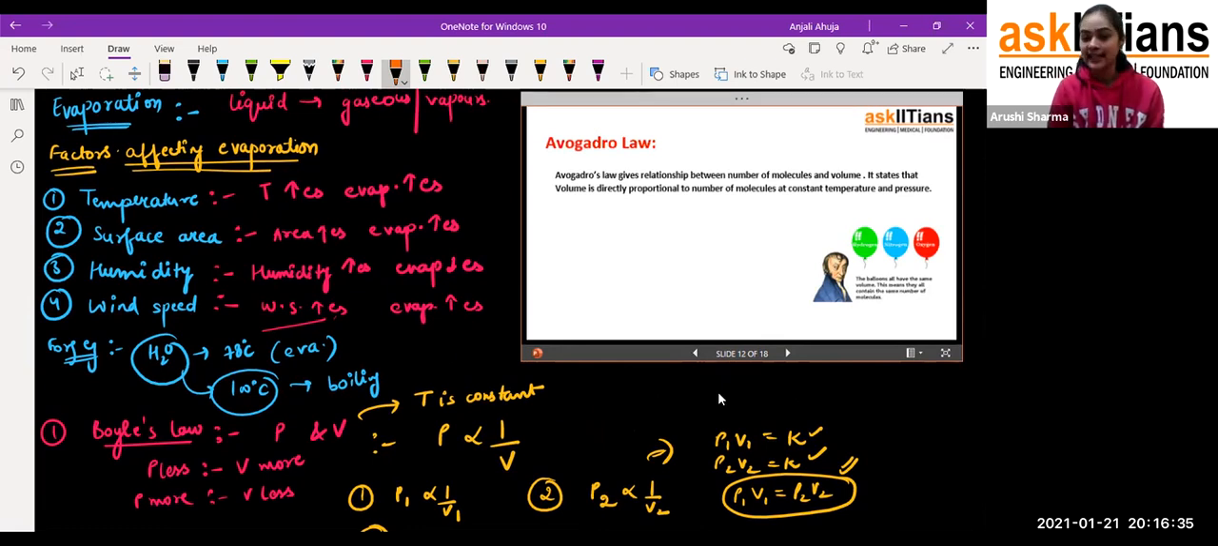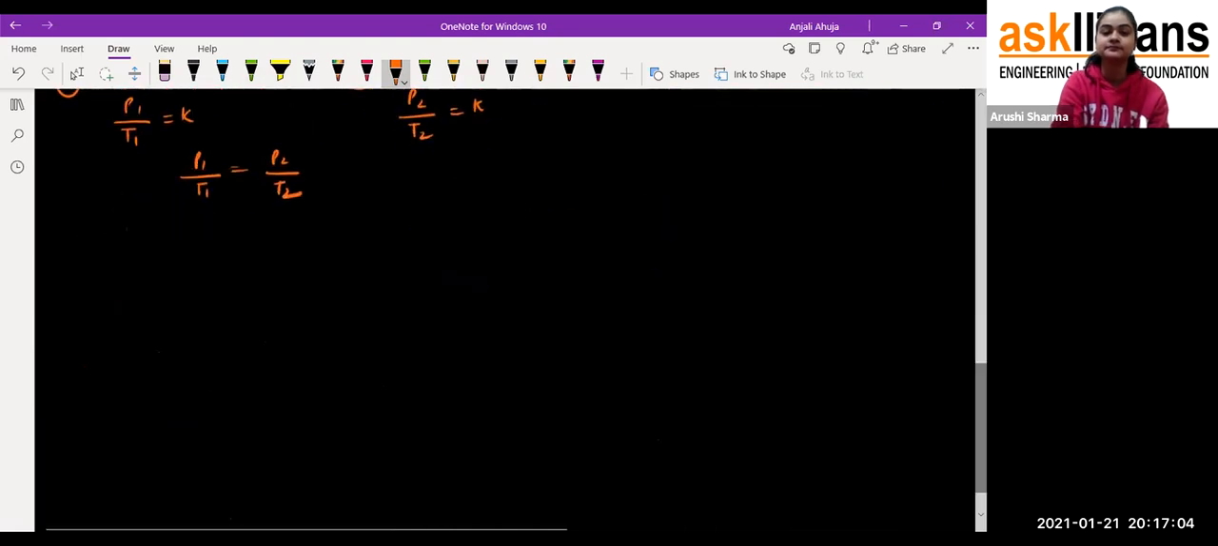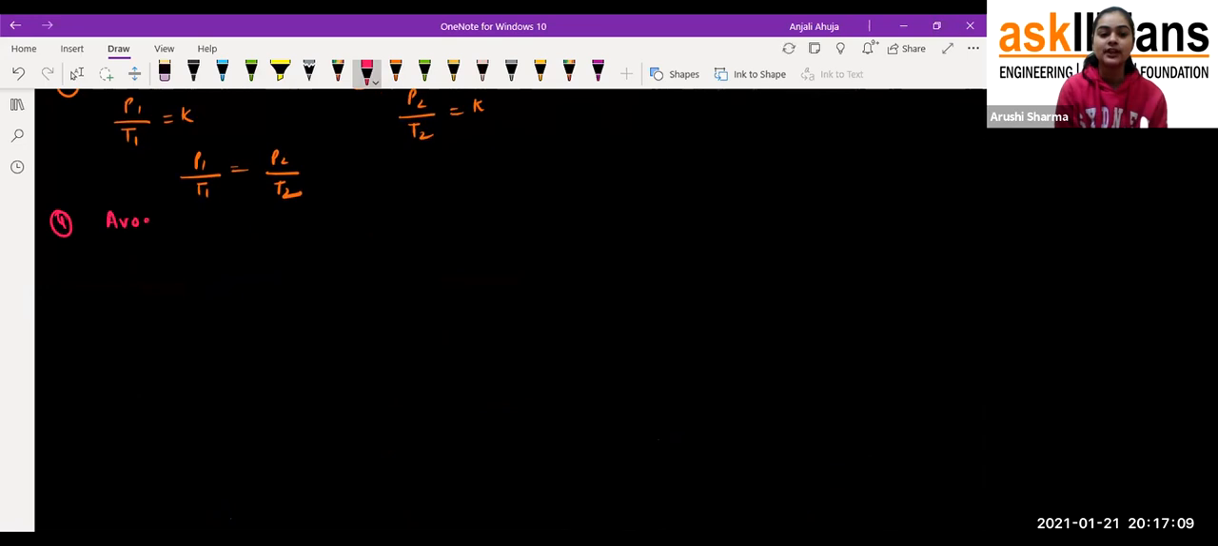Okay, so now Avogadro. There was a scientist named Avogadro, and he has given you the Avogadro number also, which you are going to see in your chapter, maybe in the next chapter or after that. So it is Avogadro's law, students. What he says is that there is a relation between the number of molecules of the gas and the volume. But what's the condition for it? Okay, I'll explain this to you. Okay, so it's like the fourth law, which is Avogadro's law.